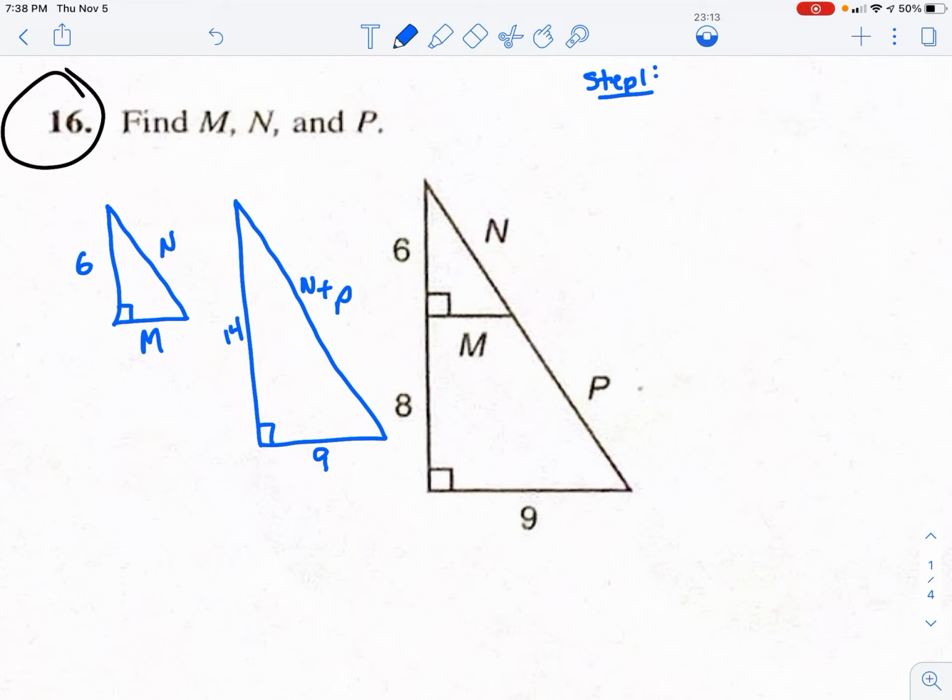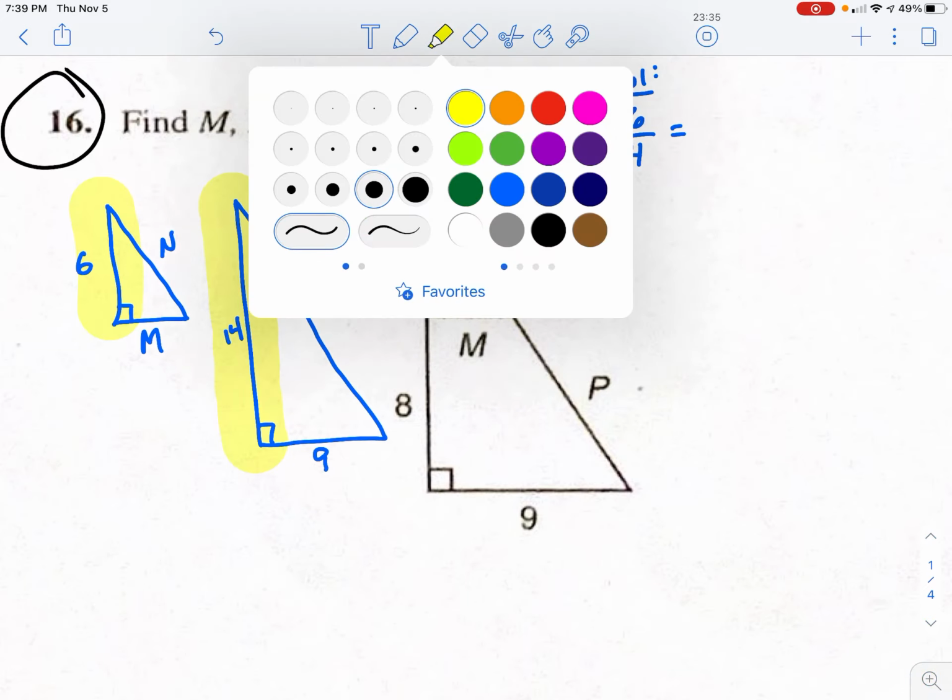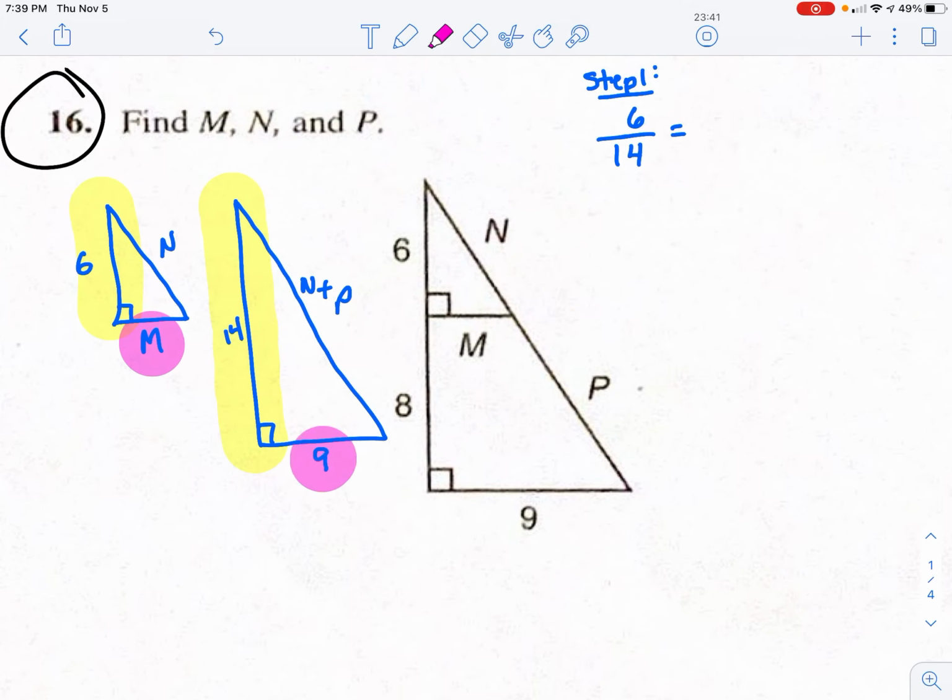If I find corresponding sides here, that's one side, it corresponds with this side. Okay, it's the leg on the left-hand side. So I can write a proportion with that by writing it as a fraction: 6 over 14 equals, and then find another set of corresponding sides. Let me find something different here. We'll take pink right here, the base of that triangle. I'm going to set it up in the same order as I did 6 over 14. So 6 is from the small triangle, so M has to be on the top and 9 on the bottom.